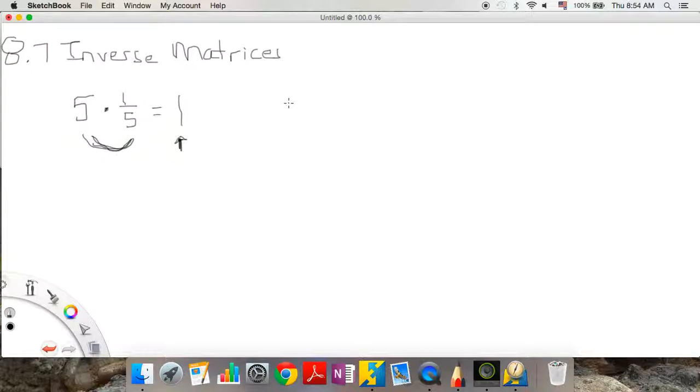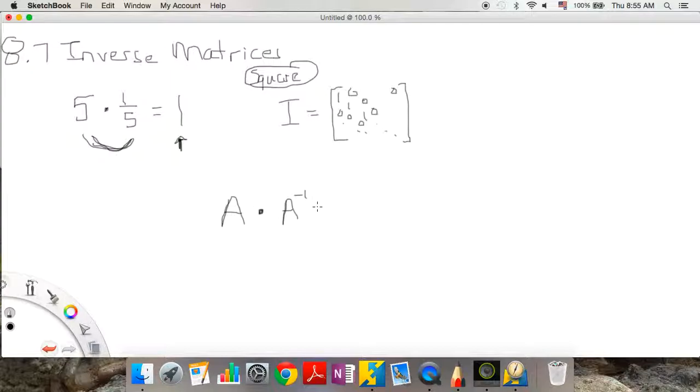So the first thing you need to realize is that this works with square matrices, and the identity matrix is when you have ones down the diagonal all the way down and zeros everywhere else. So an inverse is where it multiplies and you get the identity. The way we write that is that we have a matrix A, we multiply it times its inverse. That's how we notate the inverse. And that equals the identity.